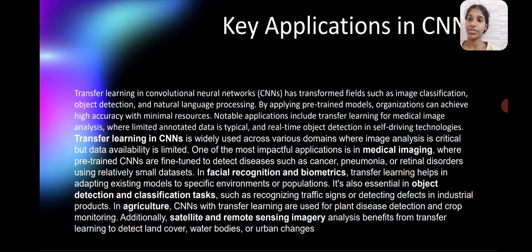Key applications in CNN. Transfer learning in convolutional neural networks has transformed fields such as image classification, object detection, and natural language processing. By applying pre-trained models, organizations can achieve high accuracy with minimal resources. Notable applications include transfer learning for medical image analysis, where limited annotated data is typical, and real-time object detection in self-driving technologies.